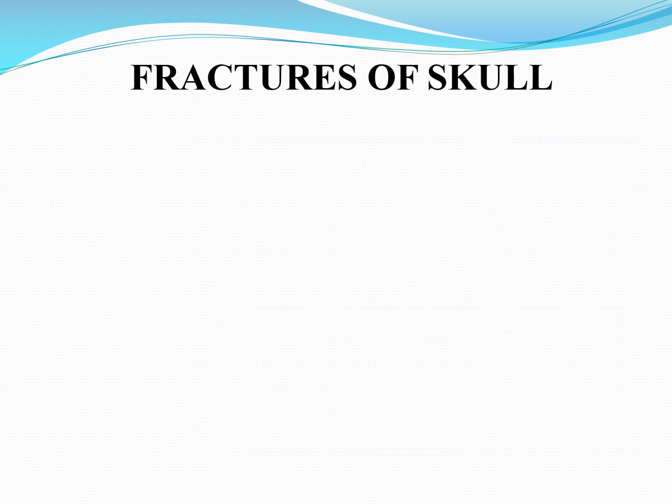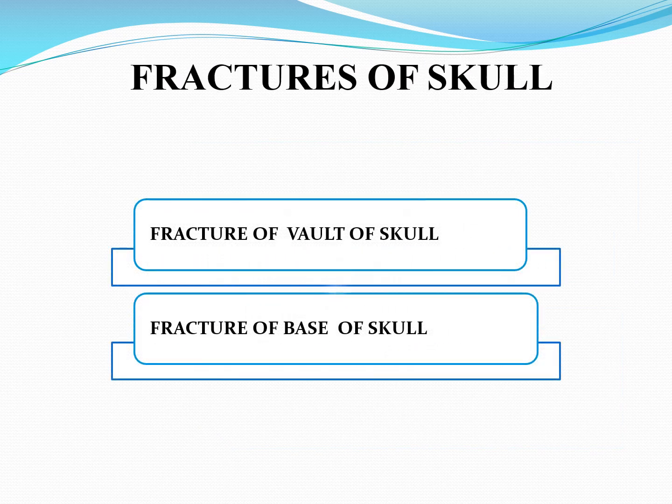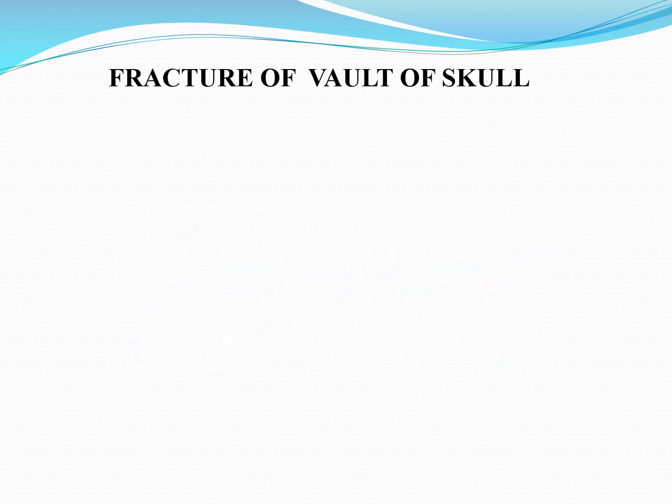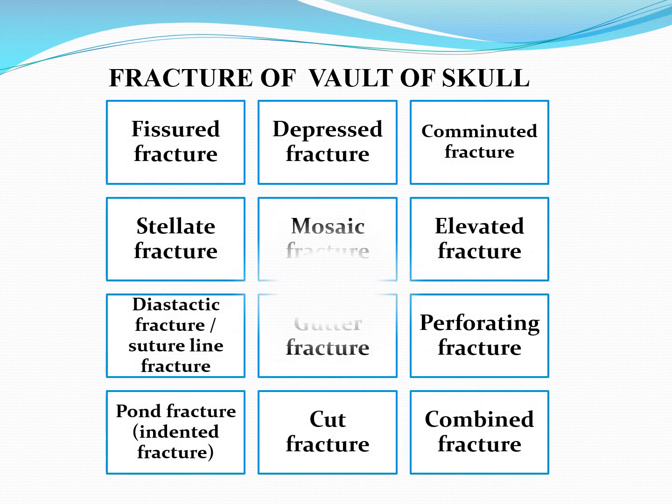Now, what are the different types of skull fractures? Skull fractures may be divided into fractures of the vault of the skull, and the second category, fractures of the base of the skull. We will discuss the two types of fractures separately. Fractures of the vault of the skull include fissure fracture, depressed fracture, comminuted fracture, stellate fracture, mosaic fracture, elevated fracture, diastatic fracture or suture line fracture, gutter fracture, perforating fracture, pond fracture, which is basically the indented fracture, cut fracture, and then combinations of any of these different varieties.